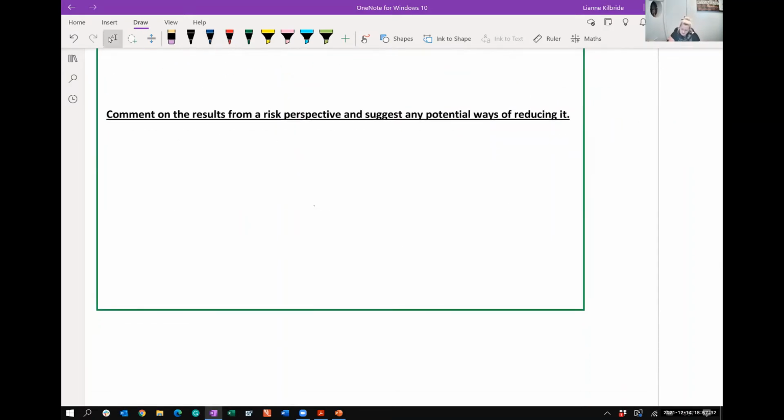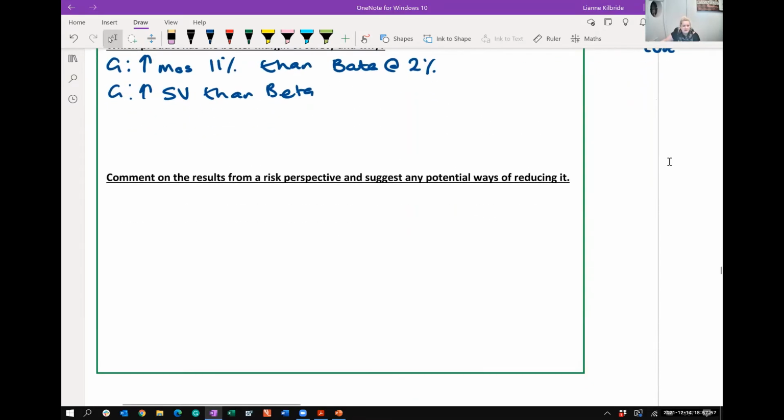The next point then is about comment on the results from a risk perspective and suggest any potential ways of reducing the risk. So looking at it from the outside in, knowing that there is a bigger cushion, I'm loving the word cushion, I'm going to use that. Knowing that there's a bigger cushion, just scroll up a little bit there. Gamma is the safer option from a risk perspective. So just adding these notes on here from a risk perspective.